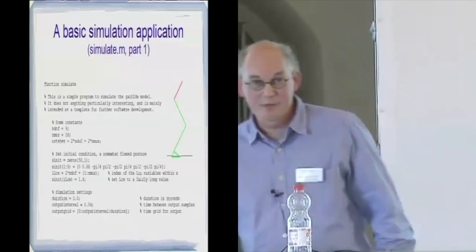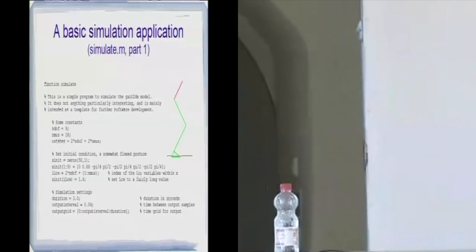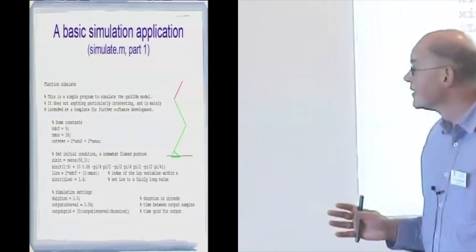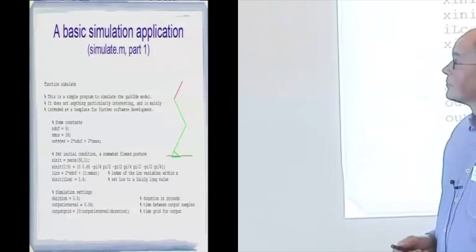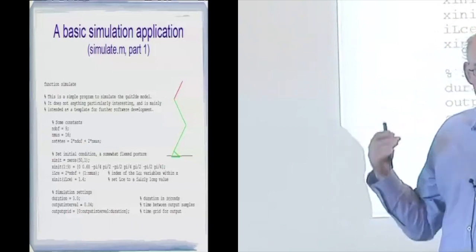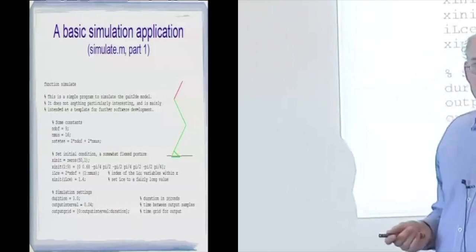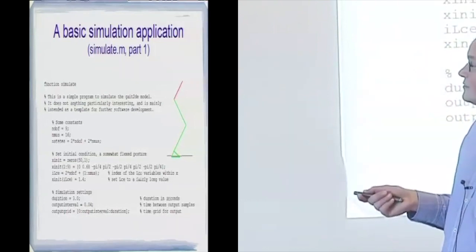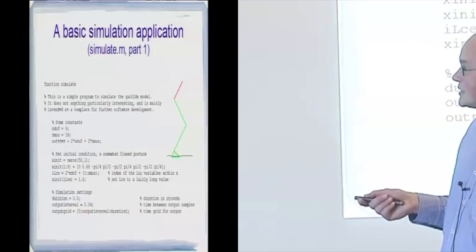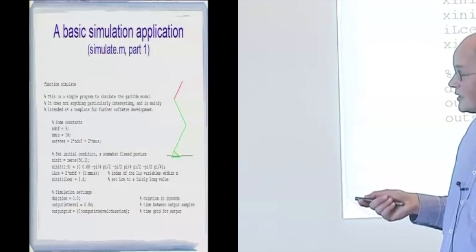So here's a basic simulation application that you would use for offline simulation. The GUI is kind of fun to play with, but for more serious work, I wouldn't recommend it. So here's just a skeleton or a basic structure of a simulation application for offline simulation. Some constants: number of degrees of freedom, muscles, and states, an initial condition.